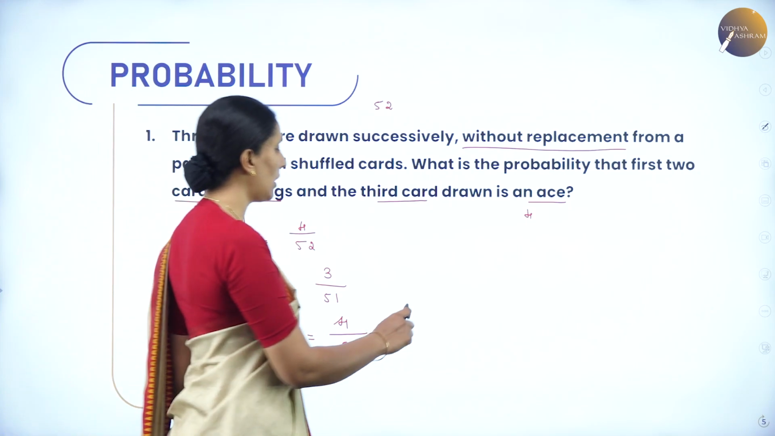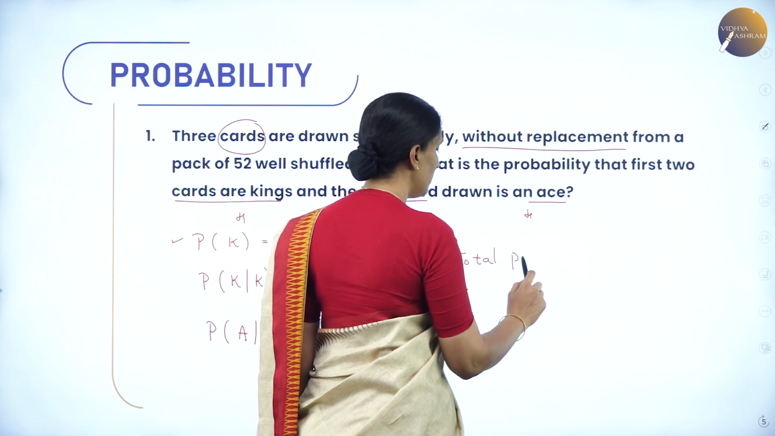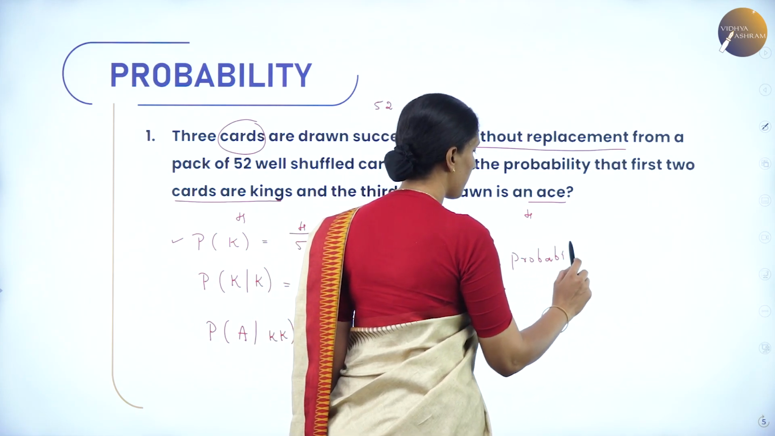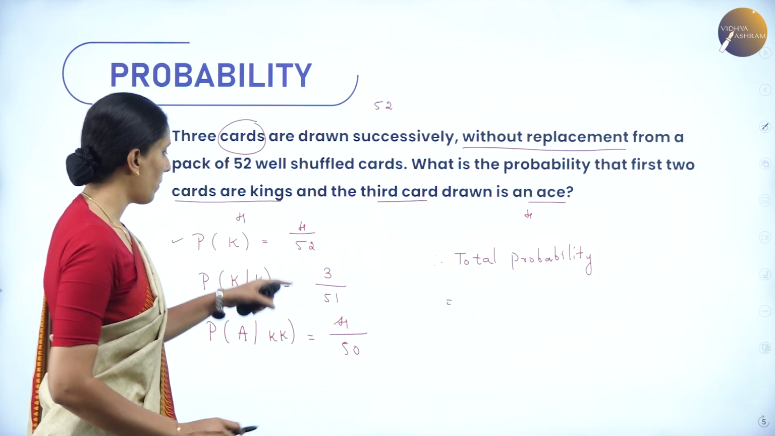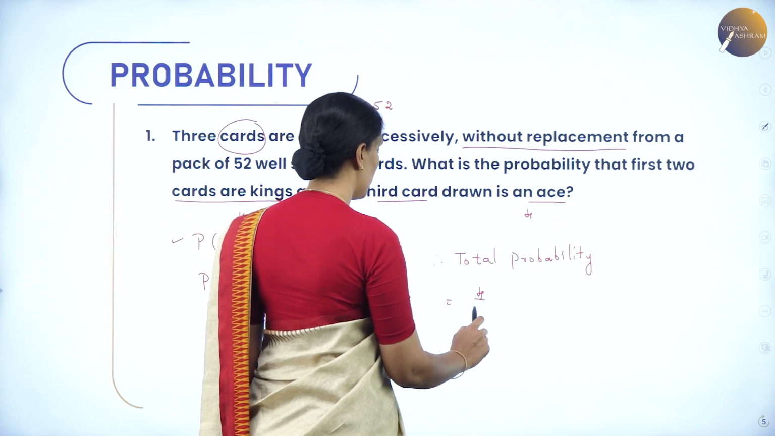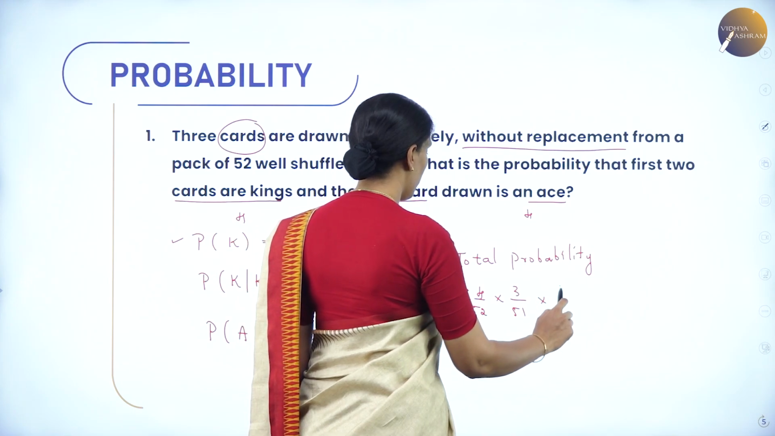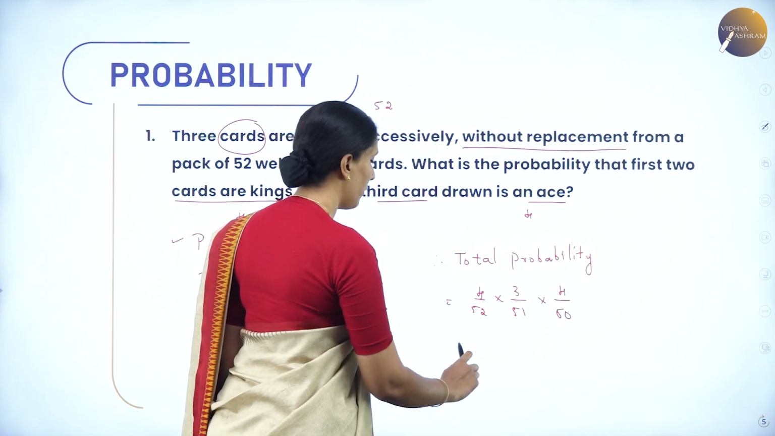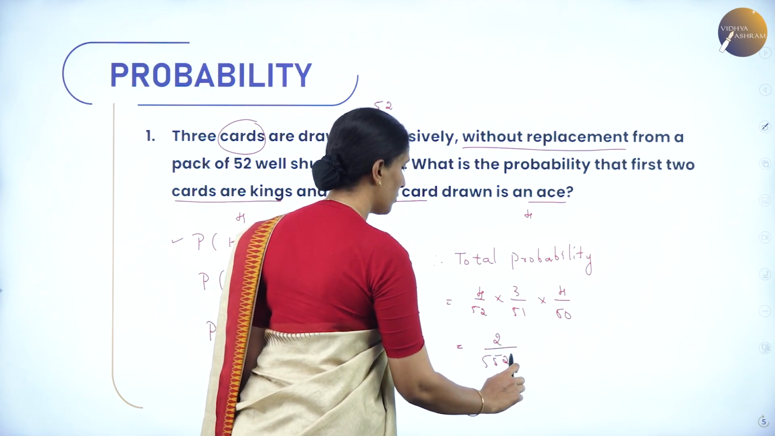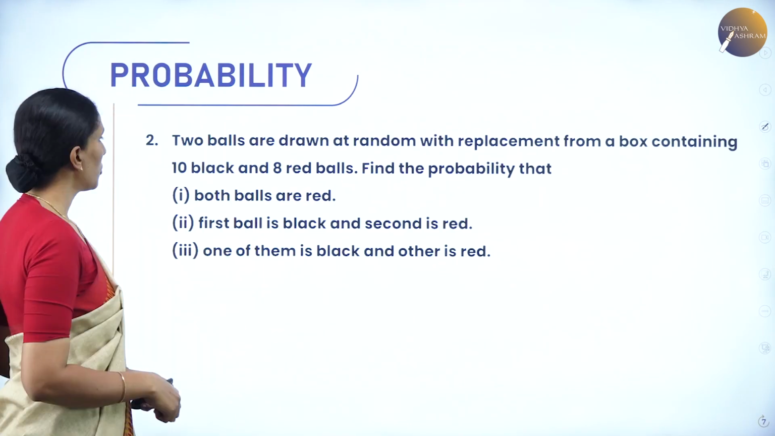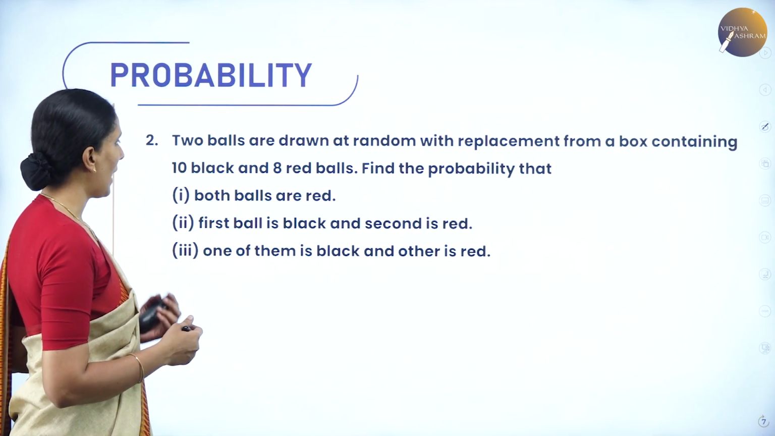Now, therefore, the total probability, using the multiplication theorem, we can write it as 4 by 52 into 3 by 51 into 4 by 50. So if we evaluate this, you will get the value 2 divided by 5,525.